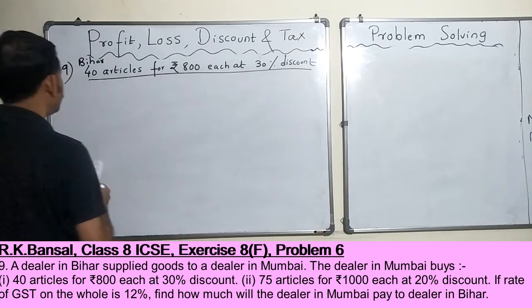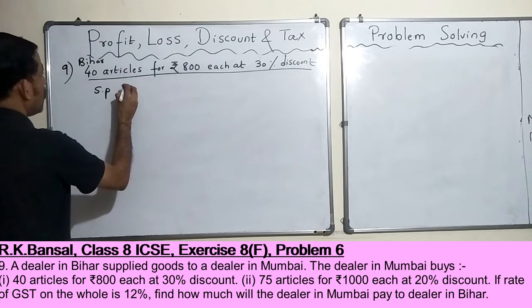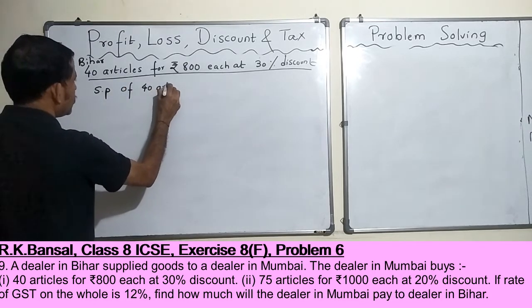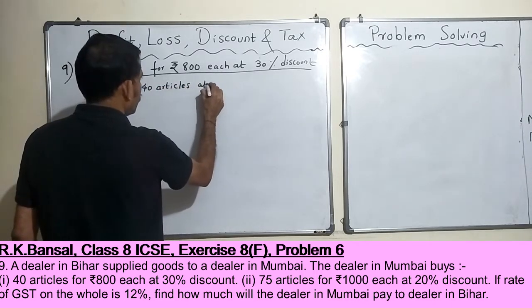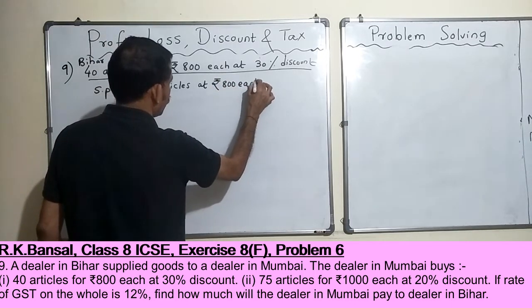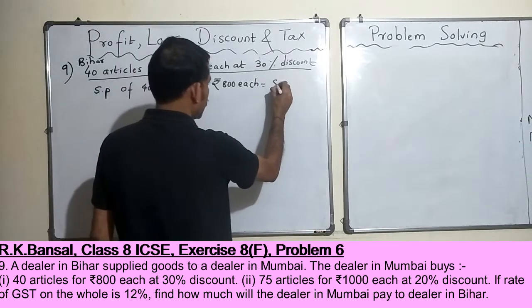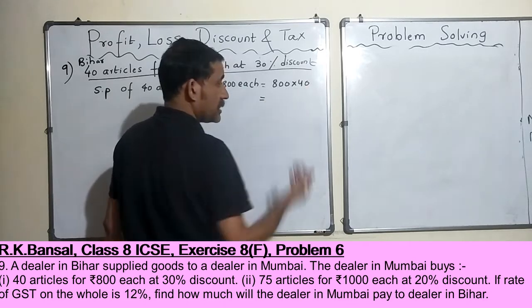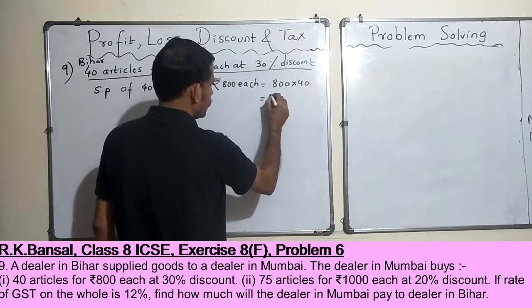So the selling price of 40 articles at rupees 800 each is nothing but 800 into 40. One article is 800 rupees, and there are 40 such articles you are selling, so it is rupees 32,000.